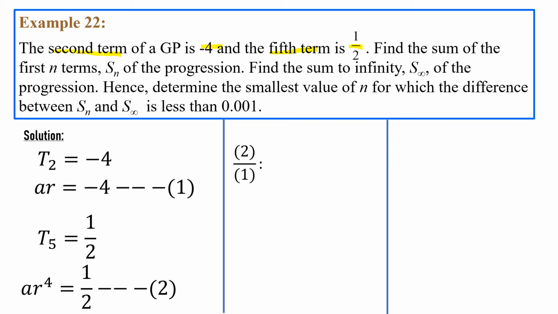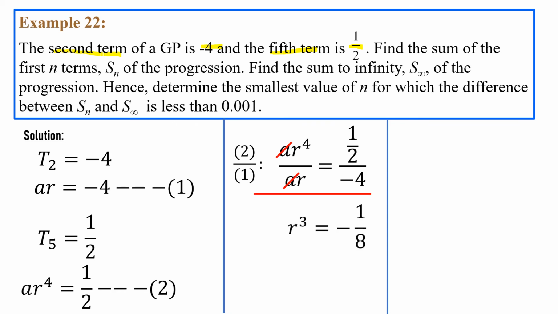Solve these two equations. So I let equation 2 divide by equation 1. This is what we have here. Cancel out A and simplify R to the power of 4 over R. We get R to the power of 3. The right hand side, 1 over 2 divided by -4, we get -1 over 8. Cube root of -1 over 8, we get -1 over 2.